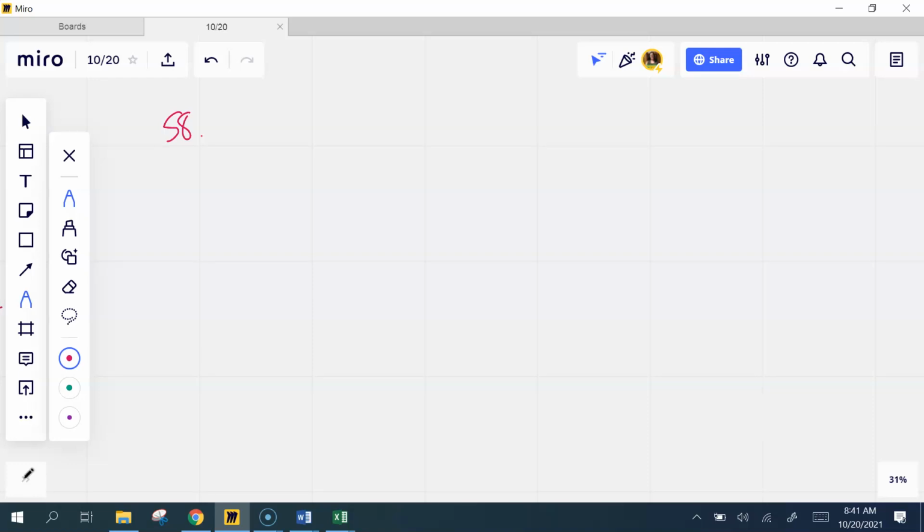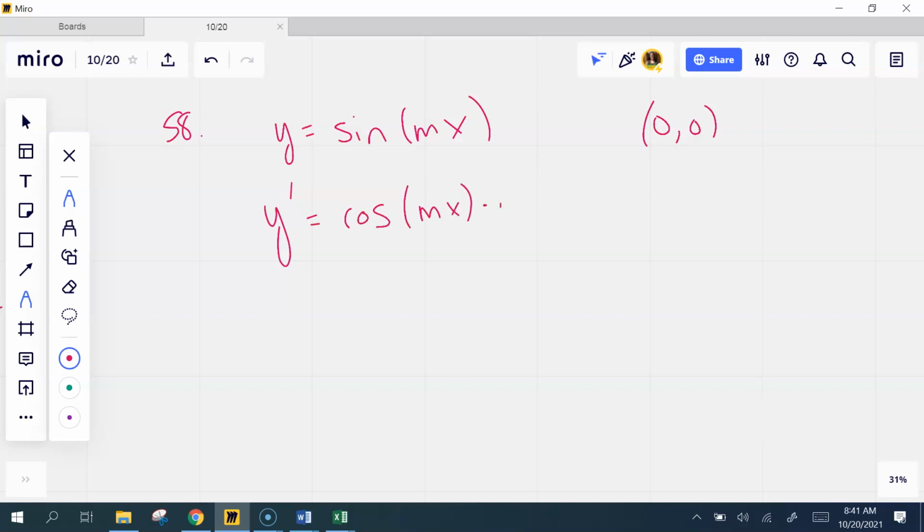58. Write an equation for the tangent to the curve y equals sine of mx at the origin. So through the point 0, 0. Okay, so this is just write the equation of the tan line through that point. So we need the slope by finding the derivative first. So this would be cosine mx times m, right? M just being some variable in there. So what is the slope at 0, 0?